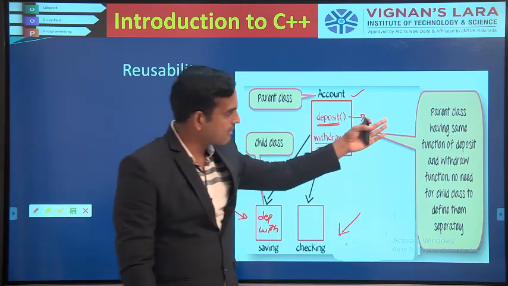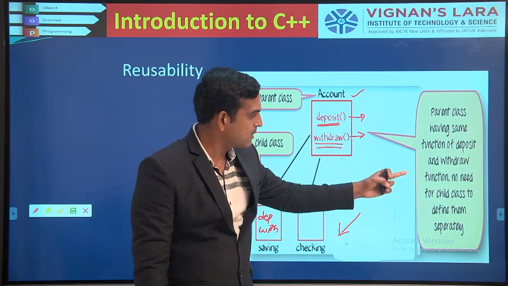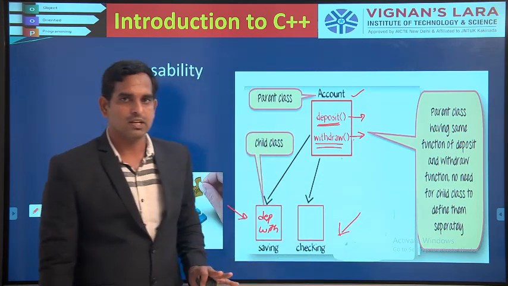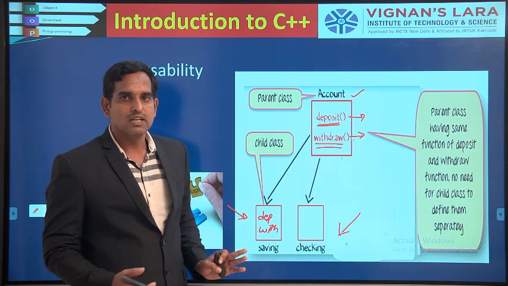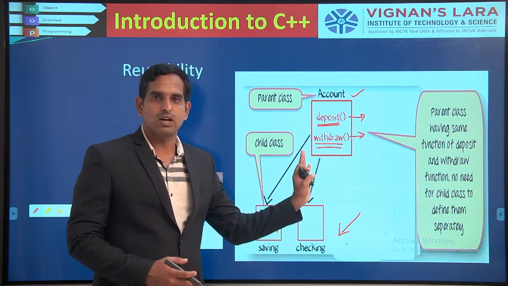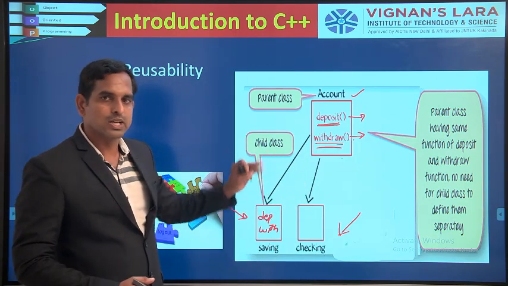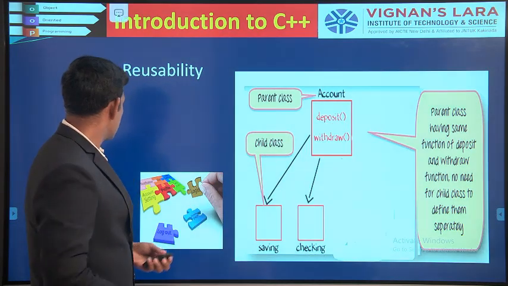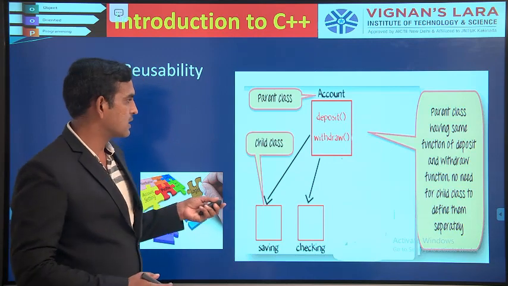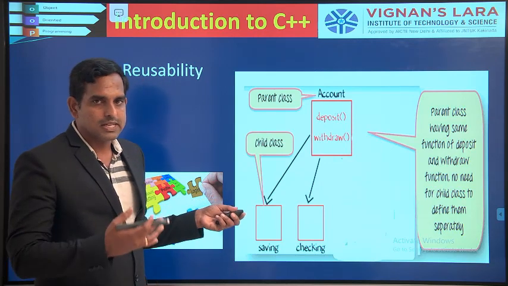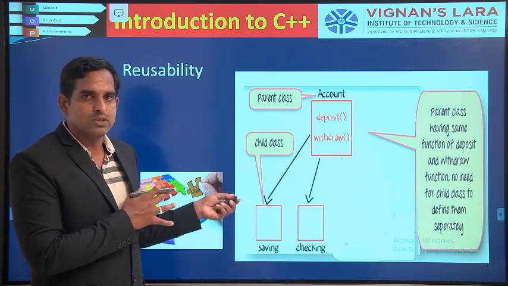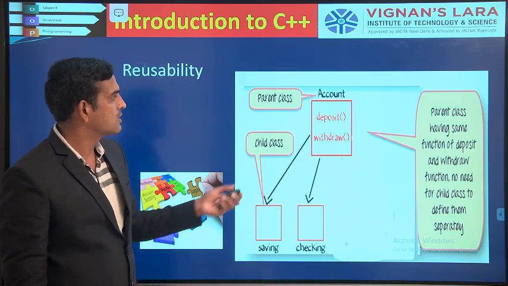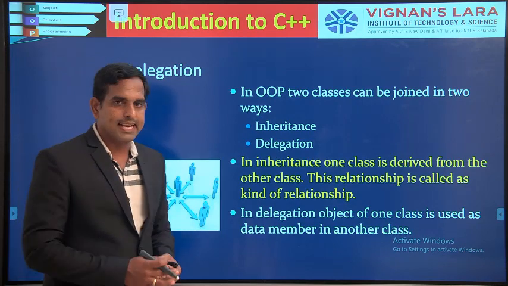So the parent class is having some functions of deposit and withdraw. No need for the child class to define them separately. You need not define them separately in the child class. That is what we will be calling reusability, or reusing the already existing parent class. So this is the important feature of reusability. Basically, reusability is implemented by using inheritance in C++ or object-oriented programming. The next one is delegation.